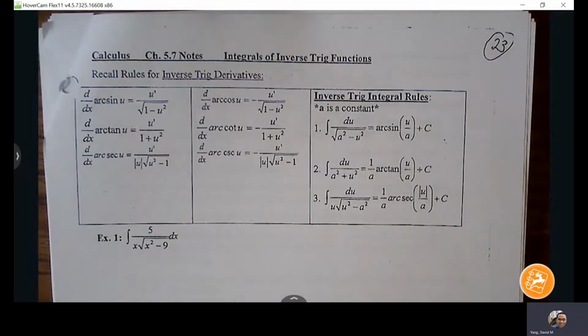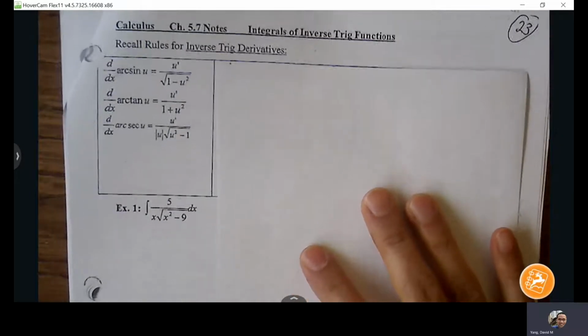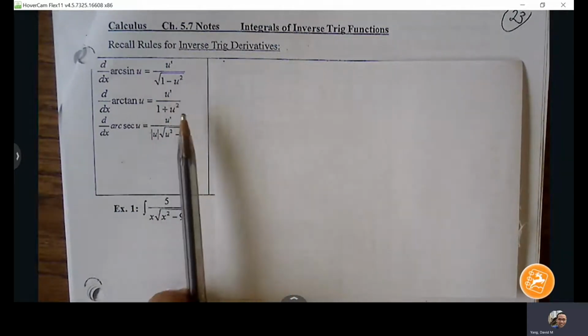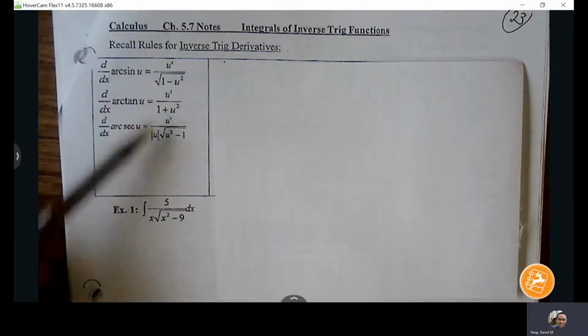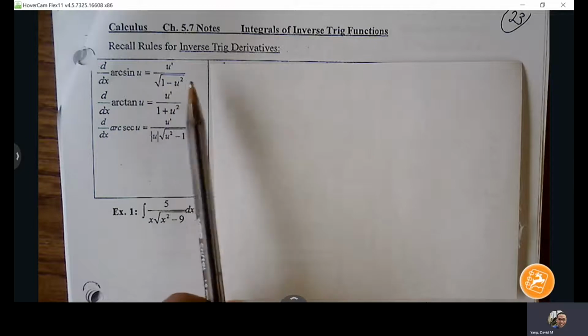23. Okay, so page 23. Now, first semester, we talked about these inverse trig derivatives. And just to kind of review them, I think we recognize these as the most complex looking rules here. But we also talked about ways to see similarities to help remember these a little bit easier. Right?